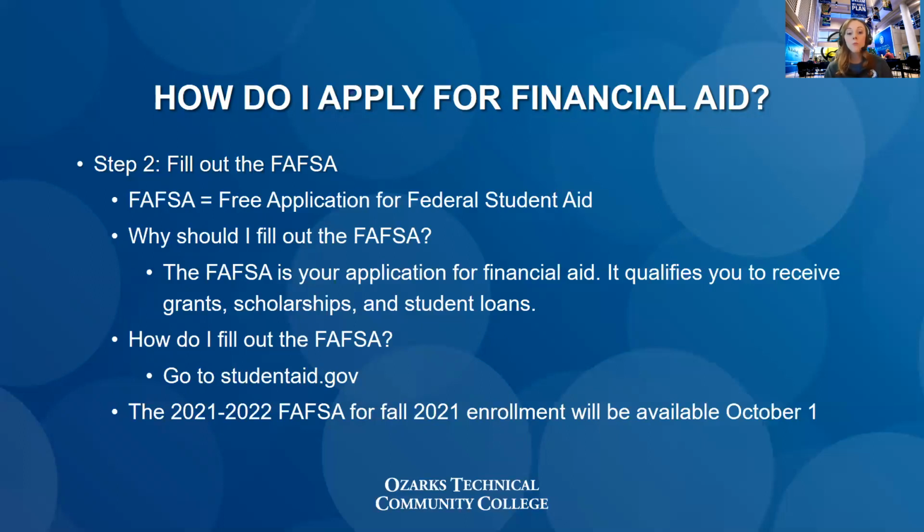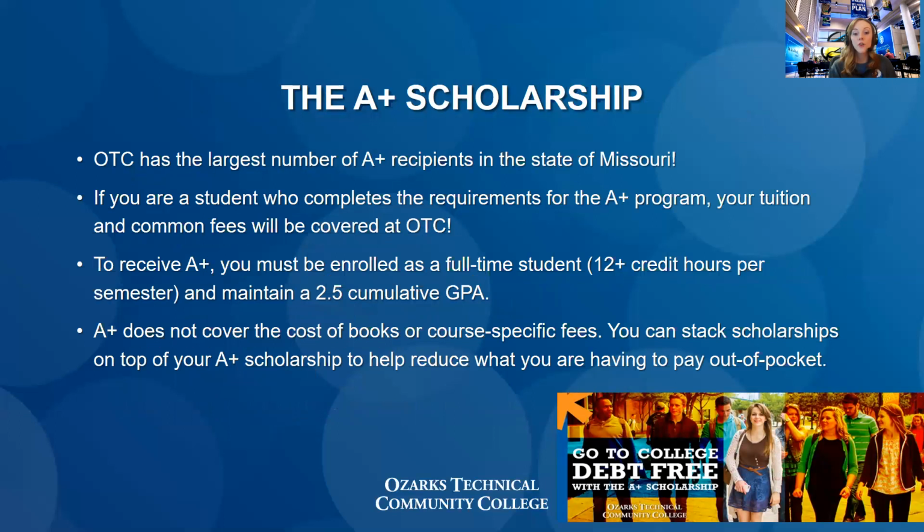Also, the majority of you are probably considered dependent students. What that means is you will be required to provide parent information on the FAFSA. So in that case, you will need to help one of your parents create an FSA ID as well, because they will have to sign your FAFSA until you're considered an independent student. Okay, so now we're going to dive further into the A Plus scholarship.